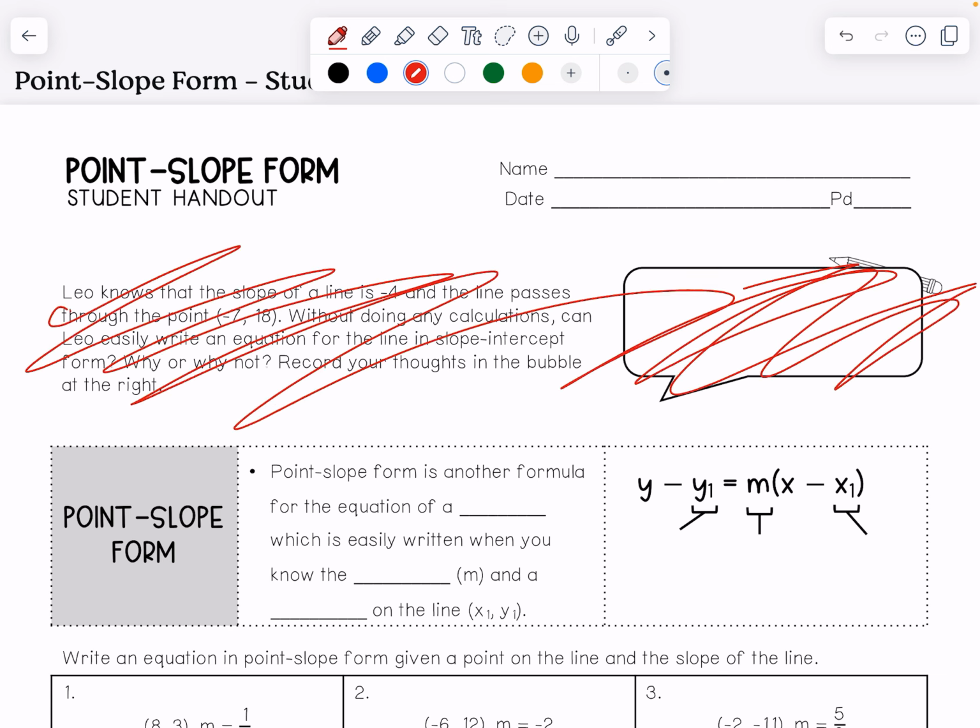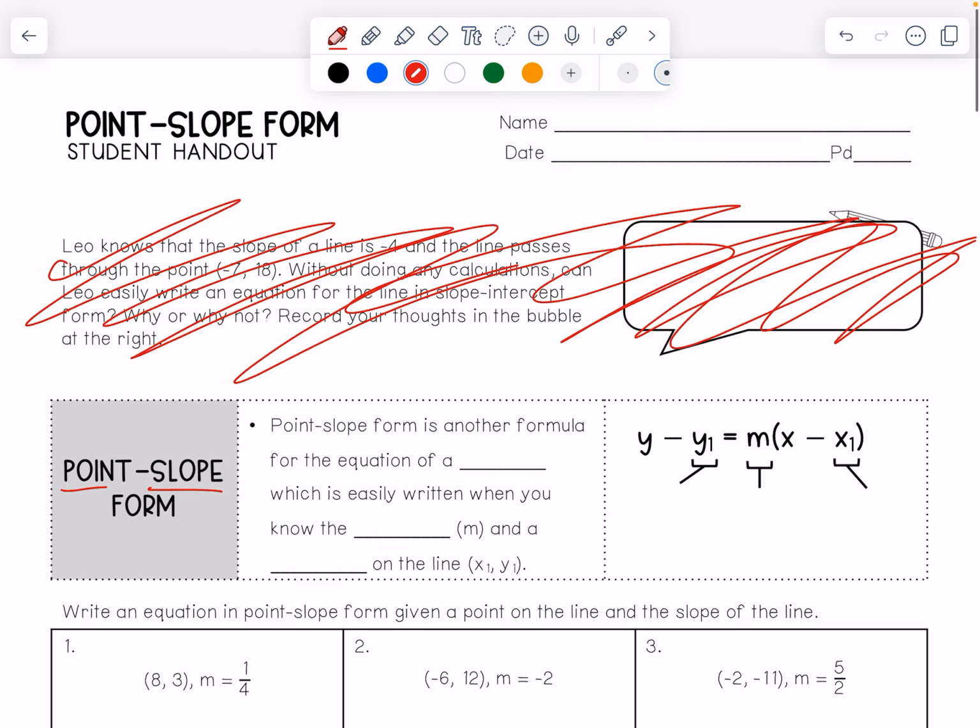Too much for when I'm not here. But we're moving on to the next form of linear equations. So you guys already saw slope-intercept form. We are now talking about point-slope form. It's called that because you need two things. You need a point, and then you need the slope. Again, this is another formula for the equation of a line.